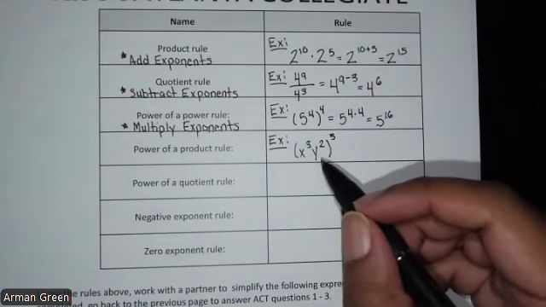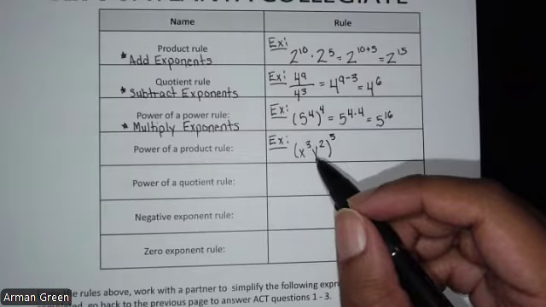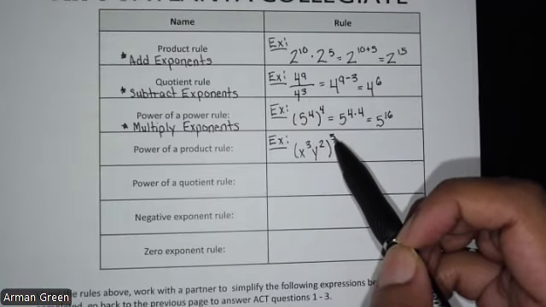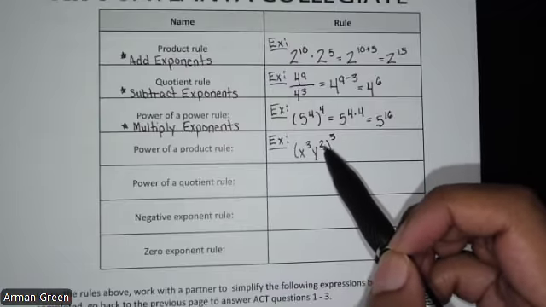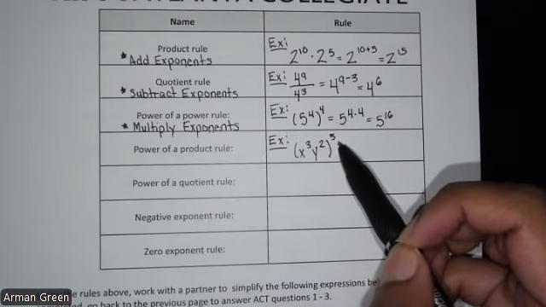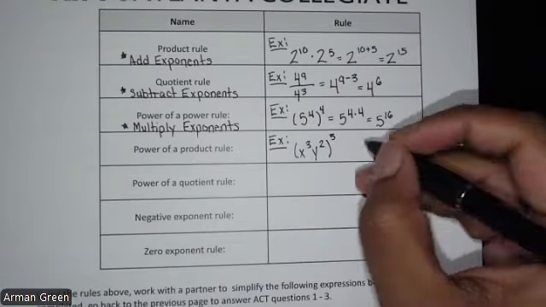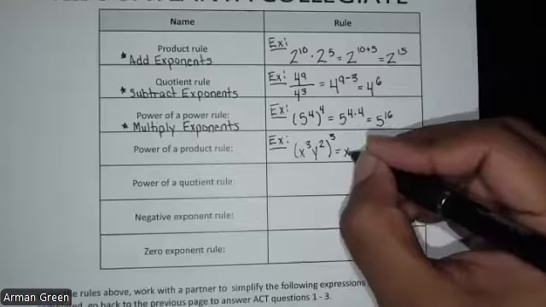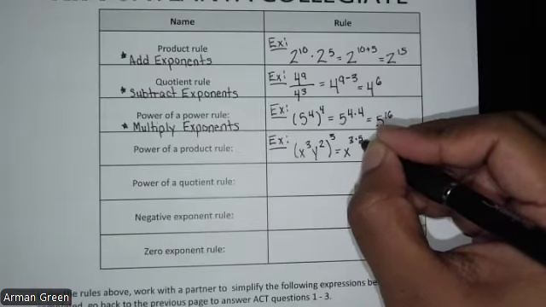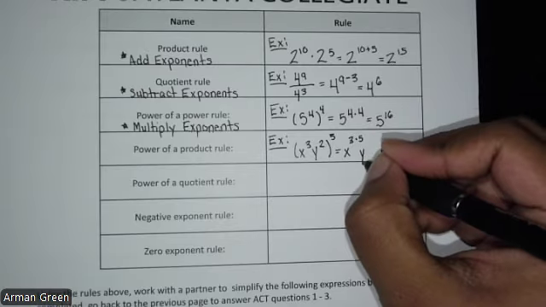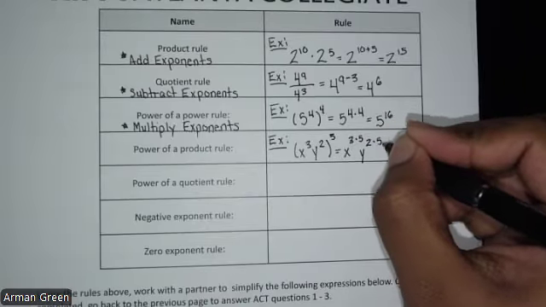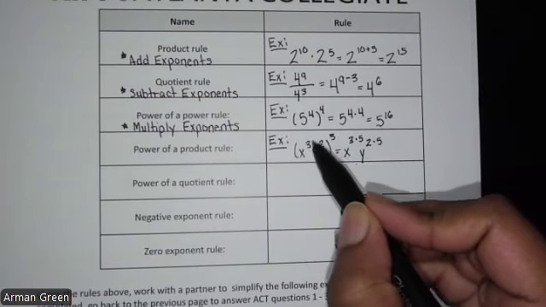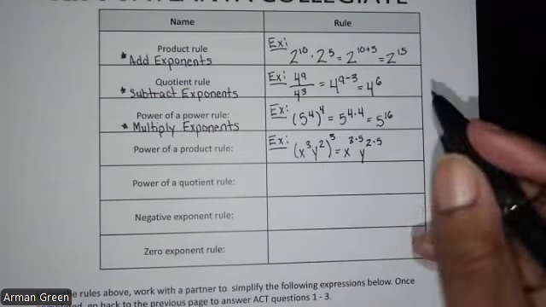So if we want to simplify this down, we're still going to use this rule up here, but we're going to multiply each of these exponents by the exponent on the outside. So we're going to do x to the power of 3 times 5, and then y to the power of 2 times 5. So in a sense, we're kind of distributing this 5 into each of these exponents.